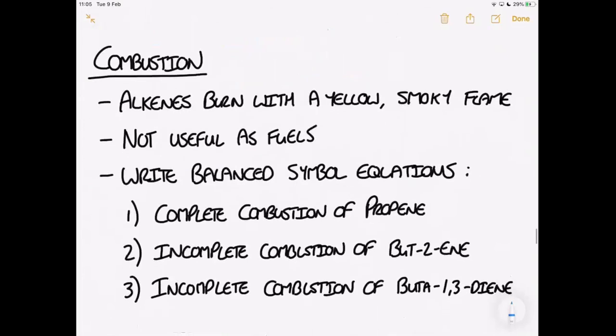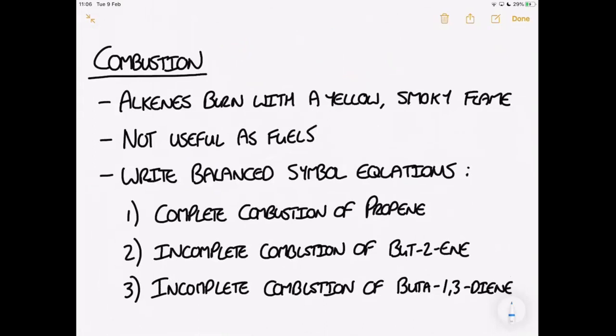Last bit of this lesson is actually a bit of a tangent, right? Drawing in some stuff from the alkanes topic. So some facts about alkenes: you can burn them, right? They burn with a yellow smoky flame. In other words, they're not very useful as fuels, right? They tend to burn quite incompletely. They tend to combust incompletely rather than completely, okay? You don't need to know why, but they do, okay? So they're not useful as fuels.